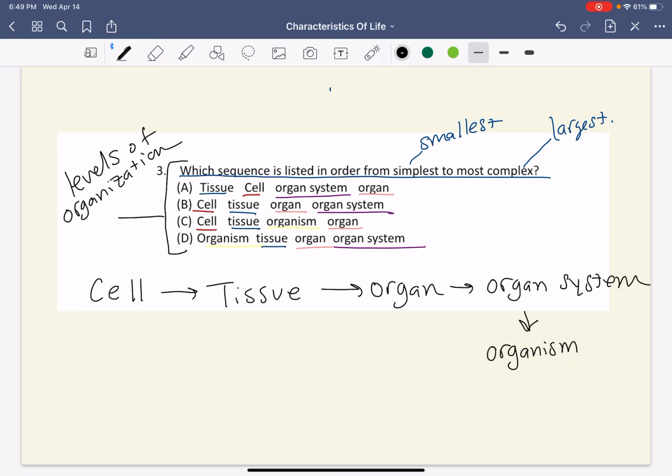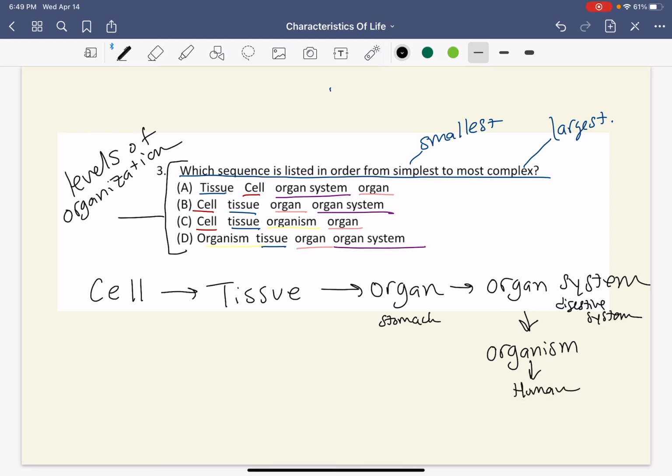I should have done this smaller to have more room, but let's just give an example. You have cells, right? Then you have tissue. Then you have an organ. I'm going to say the stomach. Then you have organ system, digestive system, right? Then you bring all the organ systems together. Then you have organism. Then you have a human.